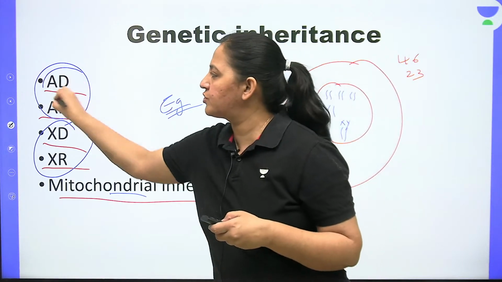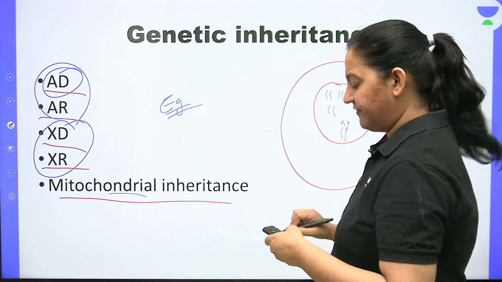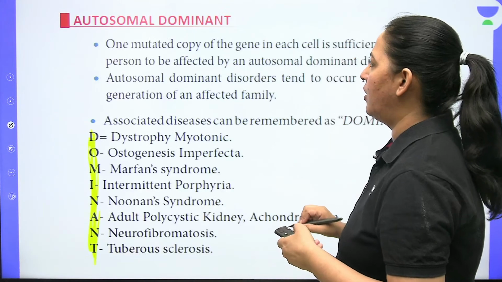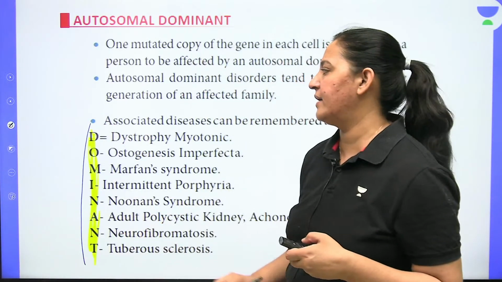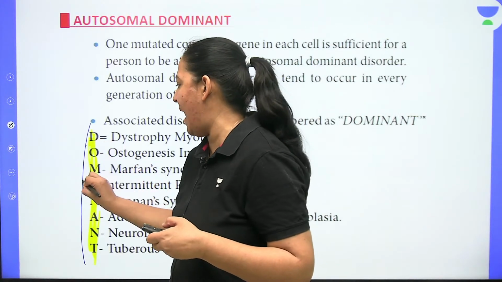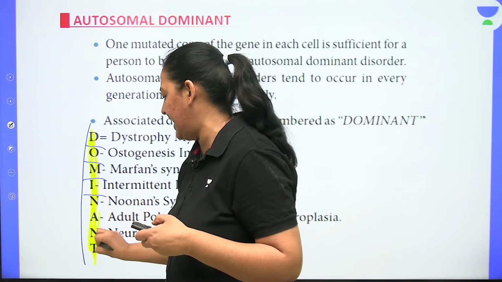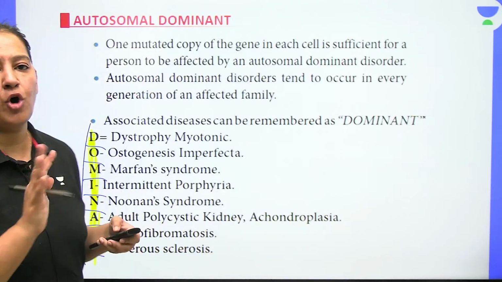Let me start with autosomal dominance, the first mnemonic. So the first mnemonic is in front of you. Autosomal dominant. The mnemonic is dominant itself. D-O-M-I-N-A-N-T. You can see the mnemonic is dominant itself.